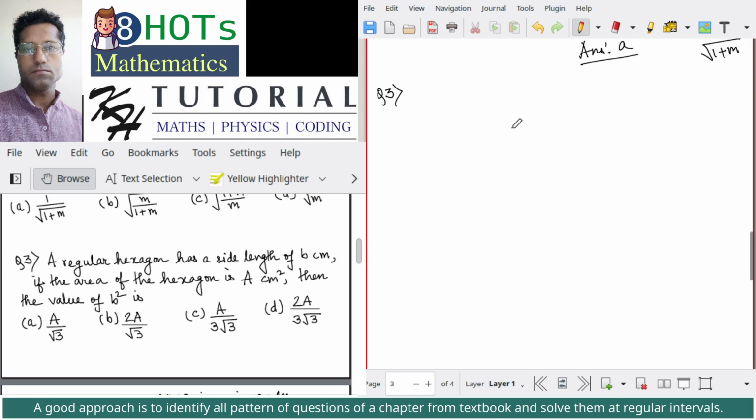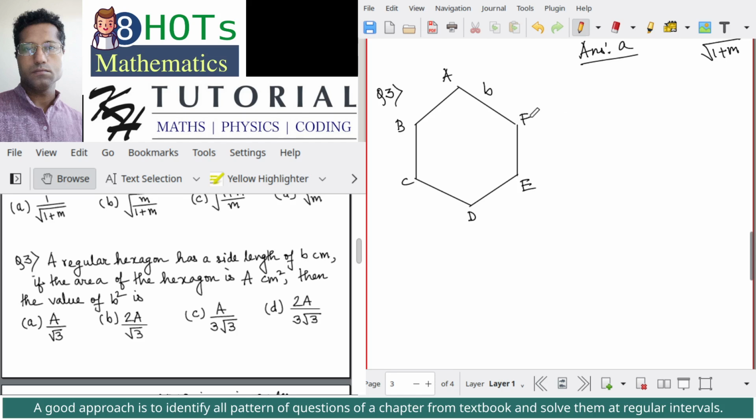Now, a regular hexagon, meaning 1, 2, 3, 4. Okay, so it will be something like this. My diagram will not be perfect, but I'm trying as best as I can. So this is a regular hexagon A, B, C, D, E, F. That is, all the sides are of equal length. Each side is given as b. The length of each side of the regular hexagon is b centimeter. The area is given as A centimeter square, capital A. We have to find the value of b square.